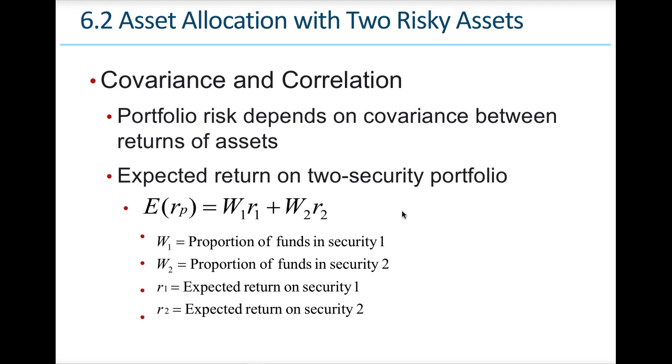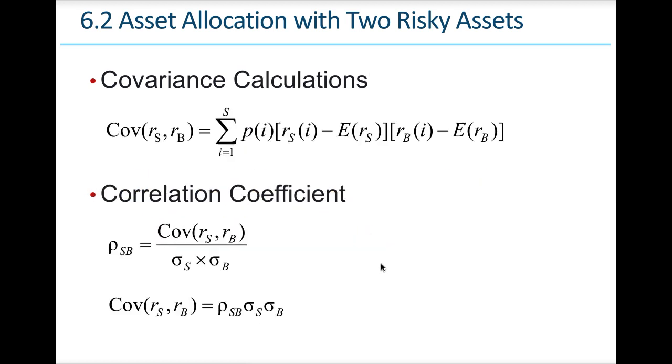Okay, so covariance and correlation. Portfolio risk depends on covariance between the returns of the assets. This is something we were talking about earlier. If we want the expected return on 2 securities in a portfolio, this is the basic formula to calculate expected return when you have 2 assets in a portfolio. Now, as far as correlation calculations, we have formulas for the correlation calculation and the correlation coefficient. The correlation coefficient is a numerical number to measure the correlation.